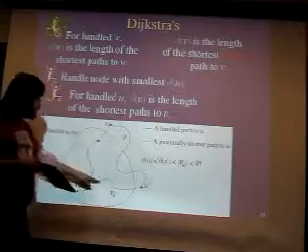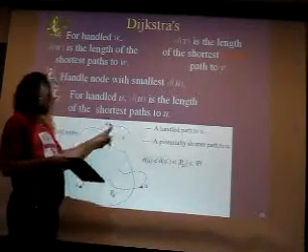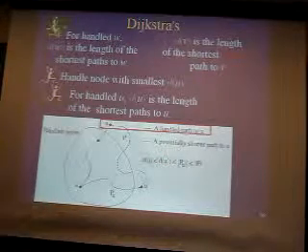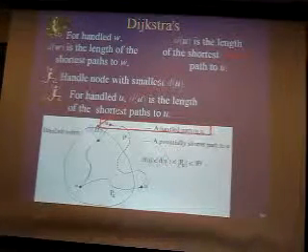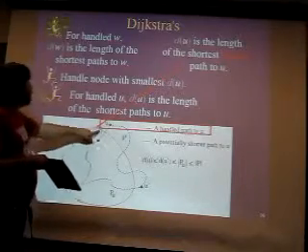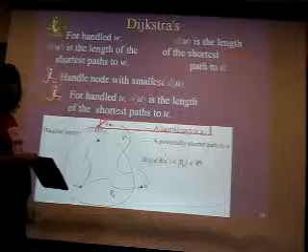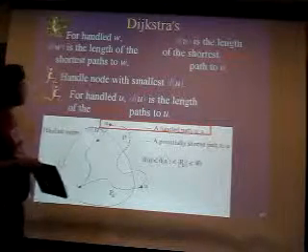How do we prove it? Well, consider some other weird path to u. We know that du gives you the length of the shortest path to u. That's kind of what we said already.